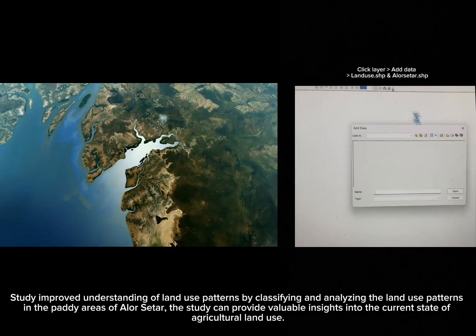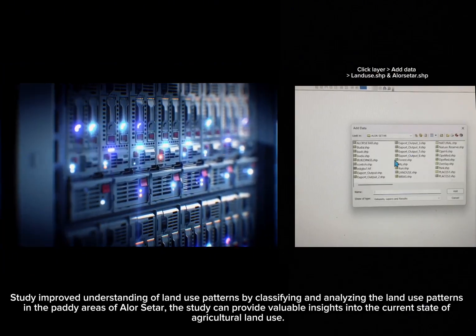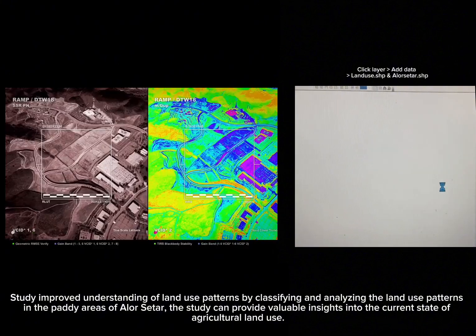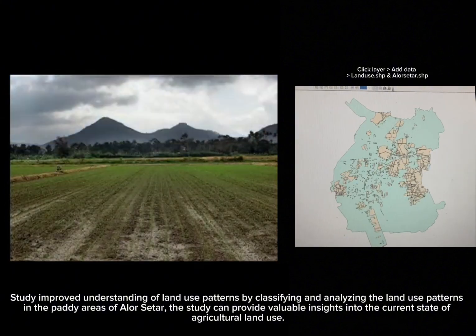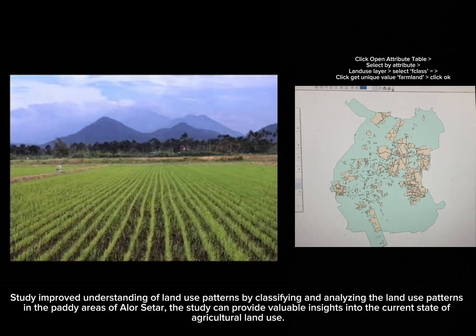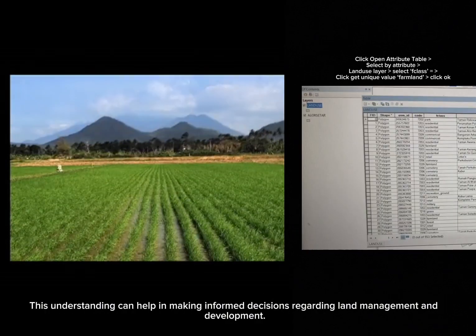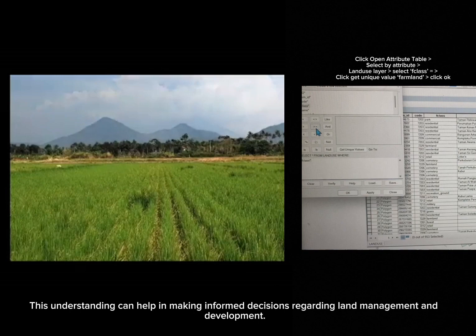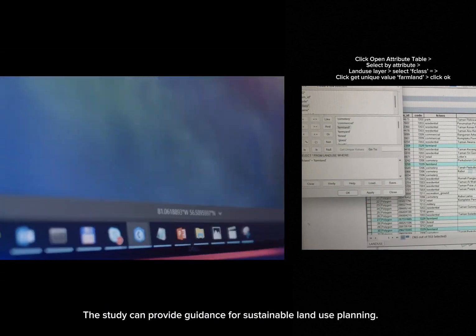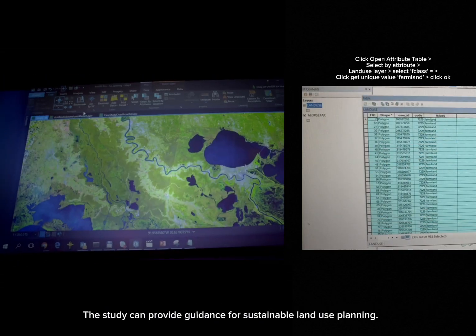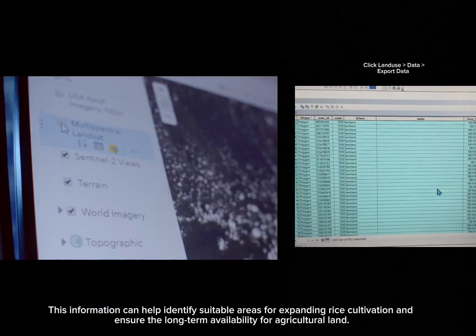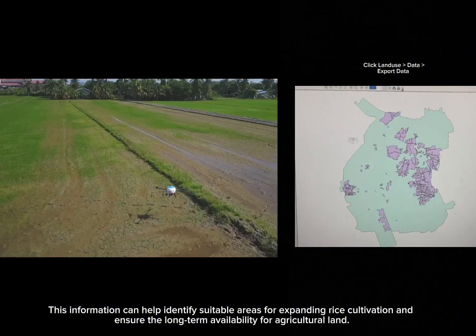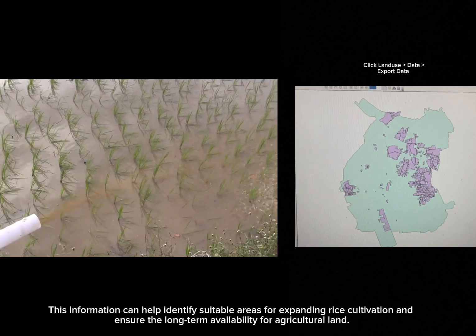Study and improve understanding of land use patterns by classifying and analyzing the land use patterns in the paddy areas of Aliesya. The study can provide valuable insight into the current state of agricultural land use. This understanding can help in making informed decisions regarding land management and development. This study also can provide guidance for sustainable land use planning. This information can help identify suitable areas for expanding rice cultivation and ensure the long-term availability of agricultural land.